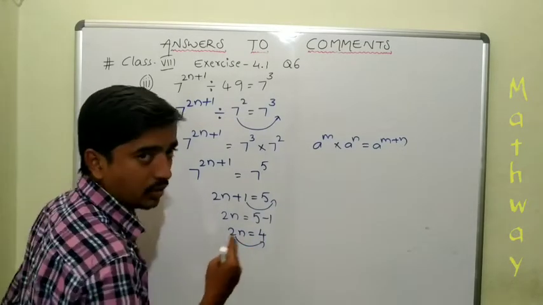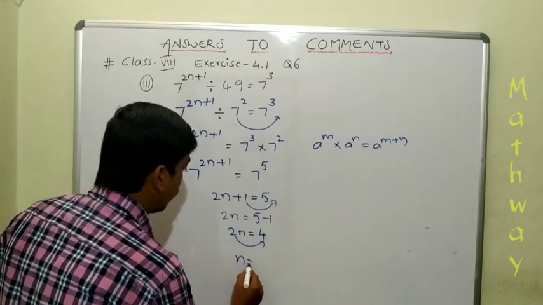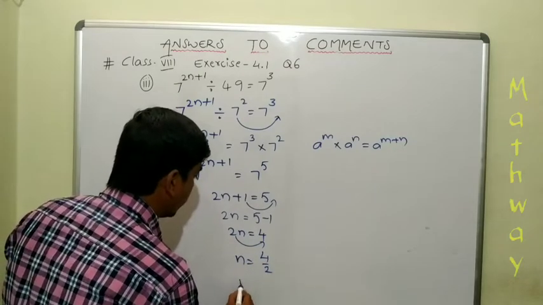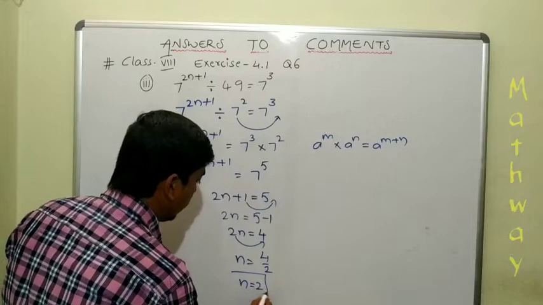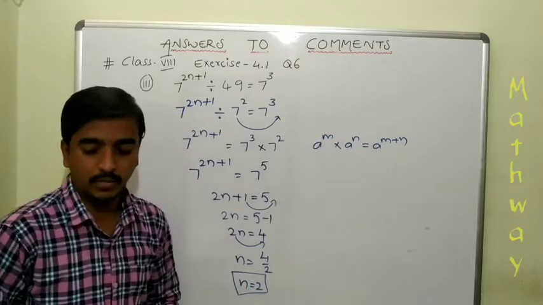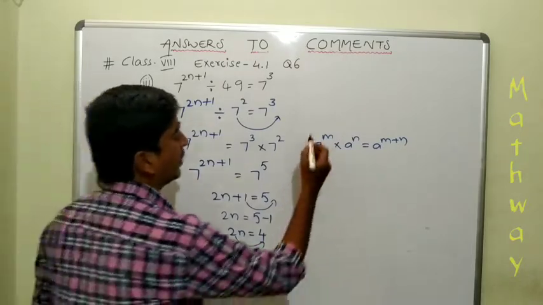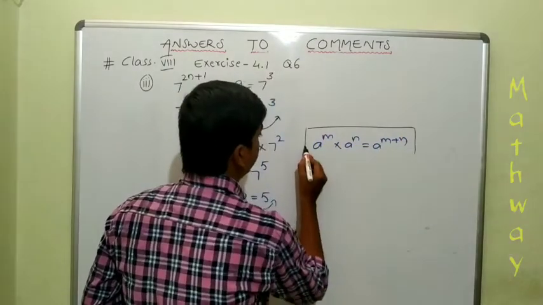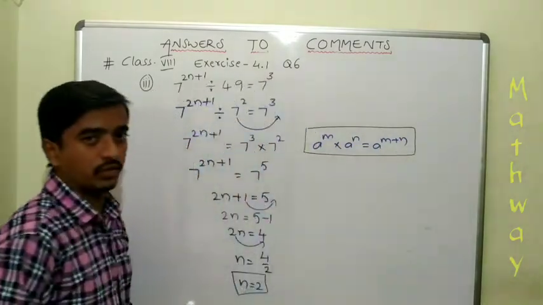Again transpose 2 to the RHS side. Then n equals to 4 by 2. 2 ones are 2, 2 twos are 4. So n value is 2. So in this way, by using the law of exponent, we can solve it.